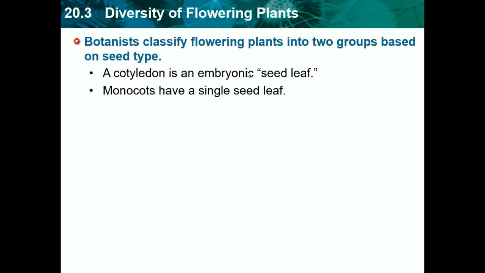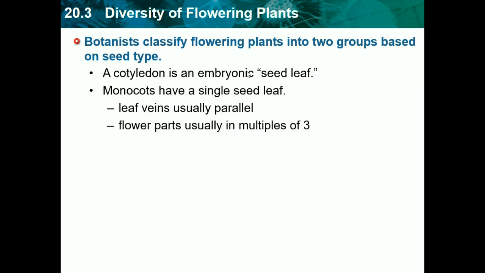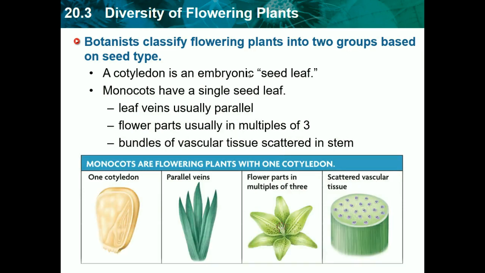Monocots have single seed leaves. Leaf veins are usually parallel. Flower parts are usually multiples of 3. Bundles of vascular tissue are scattered in stems. So this is something we need to know. We have one cotyledon here, and they have parallel veins, going up and down, and they flower in multiples of 3.